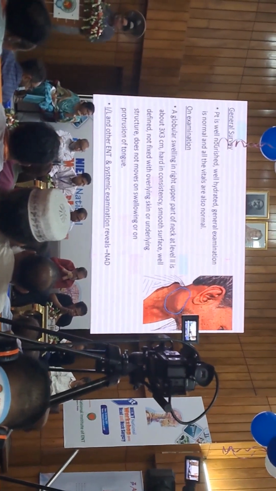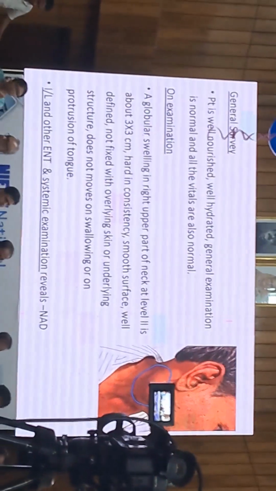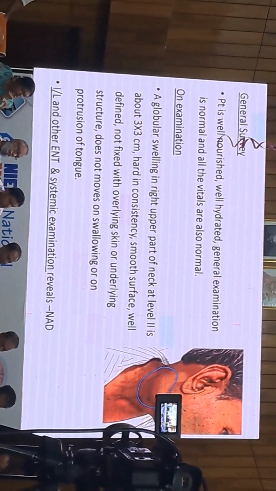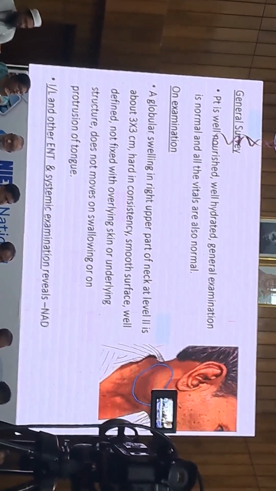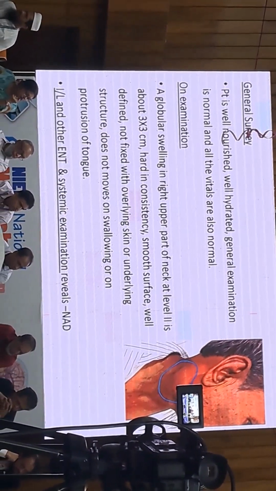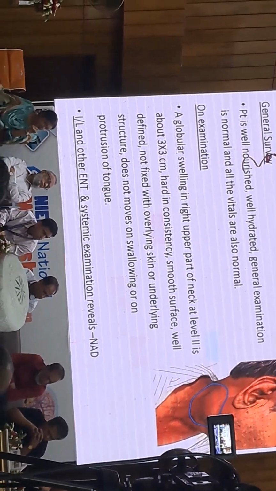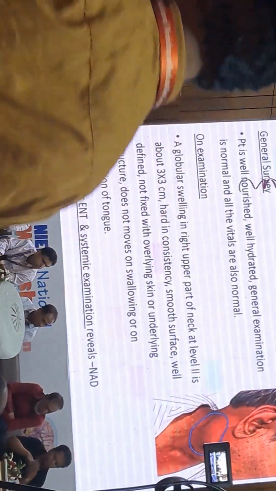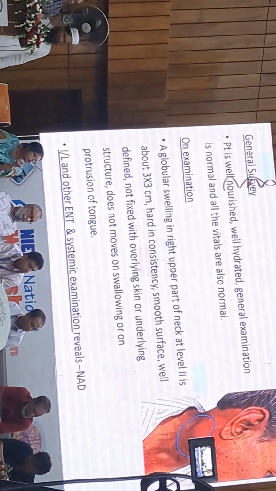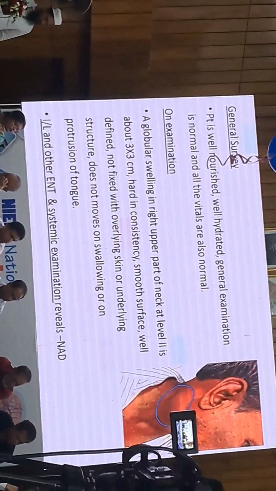General survey. The patient is well nourished, well hydrated, general examination is normal, and all the vitals are normal. On examination, a globular swelling in the right upper part of the neck at level 2, about 3 by 3 centimeter, hard in consistency, smooth surface, well defined, not fixed to the overlying skin and underlying structures, does not move on swallowing or protrusion of the tongue. Indirect laryngoscopy, other ENT examination and systemic examination reveal normal.